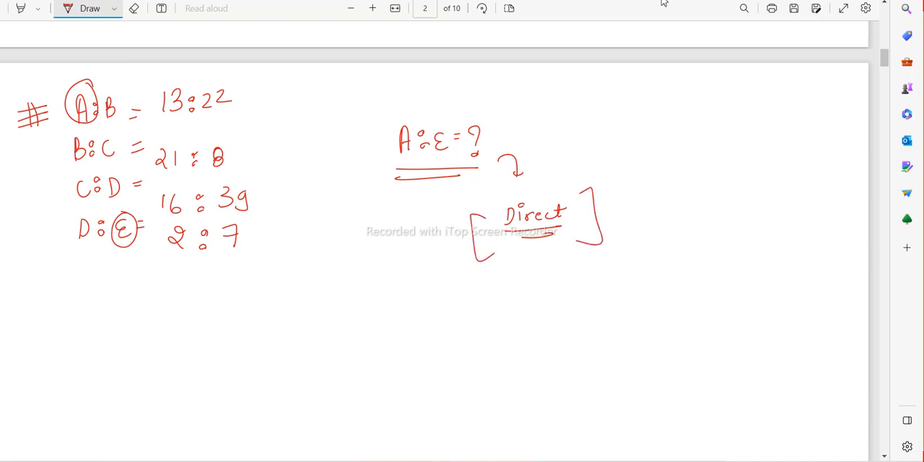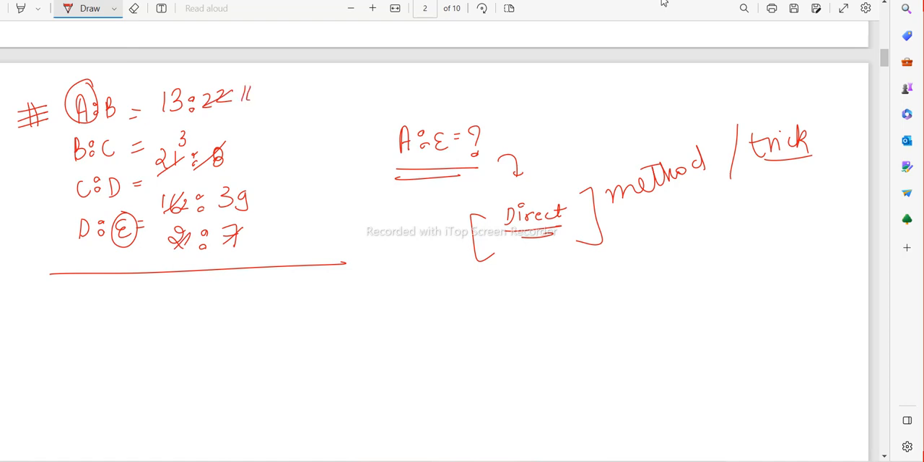Okay, so there is a direct method, or you can just mark it as a trick. Okay, trick. So what you guys need to do is just cancel whatever gets cancelled. Okay. Here it gets cancelled by 2. Here it gets cancelled by 3. And what else? Yeah, here it gets cancelled by 11. Okay, and here it gets cancelled by 3.